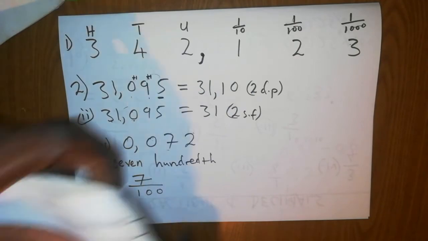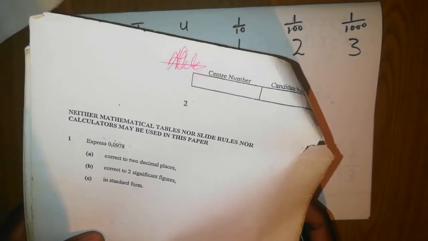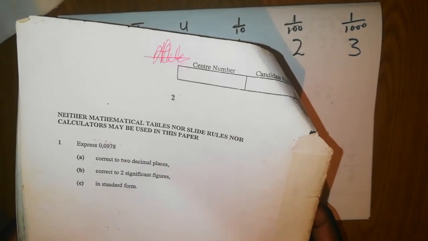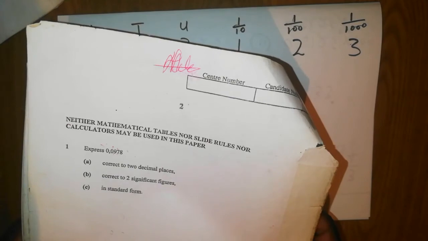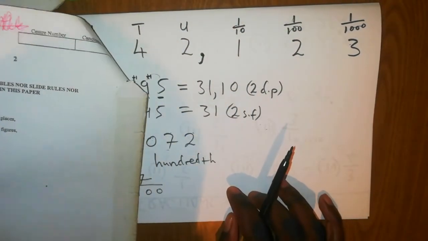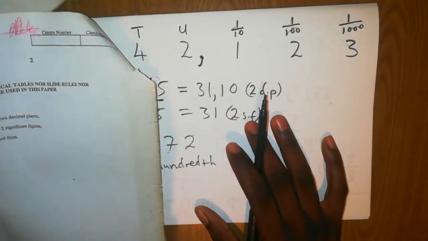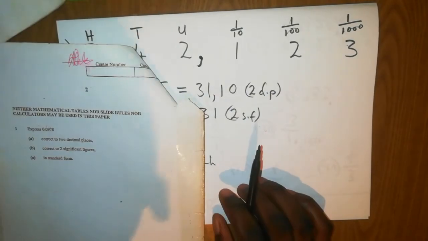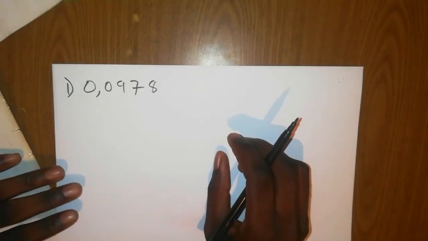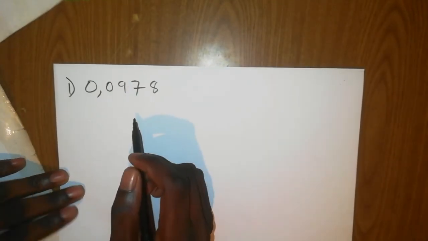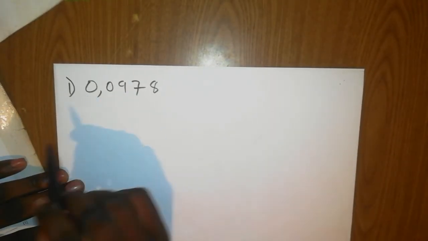Then I've got here June 2015. Express 0,0978 correct to 2 decimal places. Then it be correct to 2 significant figures. Fine. So let me try to do this. Alright, let me try to answer this one. It's a June 2015 number 1A.